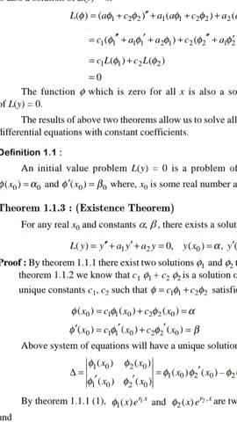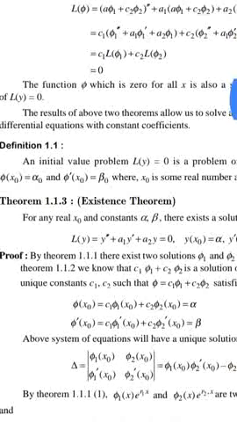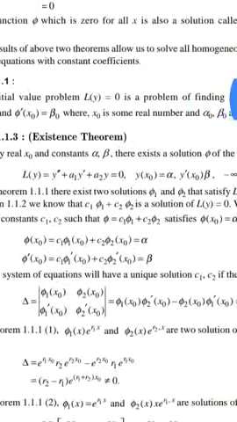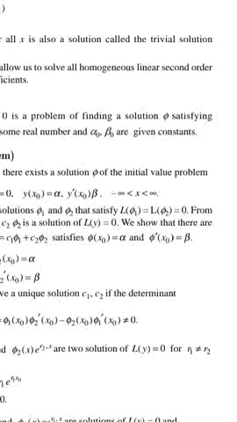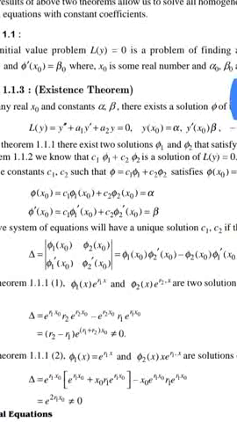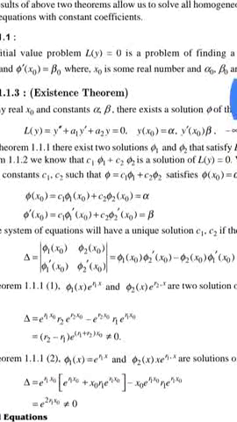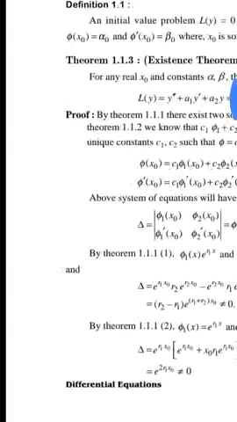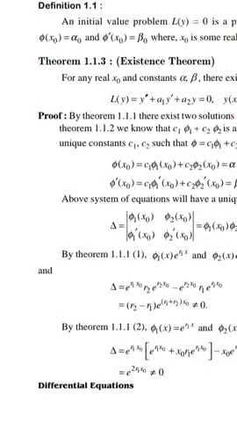Next theorem, the existence theorem. For any x naught and constants alpha and beta, there exists a solution phi of the initial value problem L of y is equal to y double dash plus a1y dash plus a2y is equal to 0, y of x naught is equal to alpha, y dash of x naught is equal to beta, minus infinity less than x less than infinity.